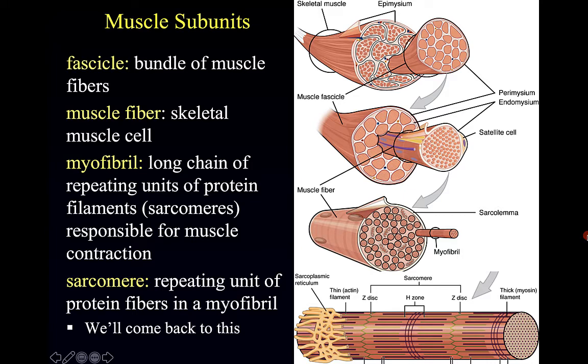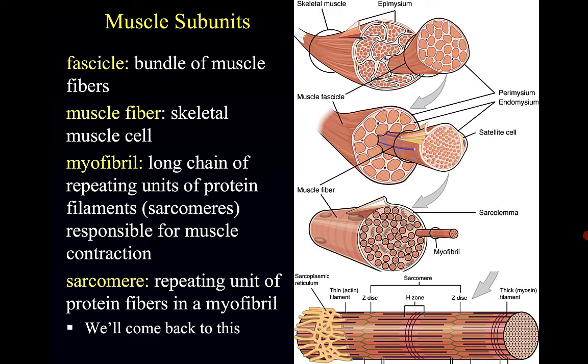So just as a reminder, to go back through this again, a whole muscle is a bundle of fascicles. A fascicle is a bundle of muscle fibers, which is a synonym for muscle cell. A muscle fiber is a bundle of myofibrils, and a myofibril is a big long chain of sarcomeres. Sarcomeres are not only the repeating unit within a myofibril, they are the unit of contraction.